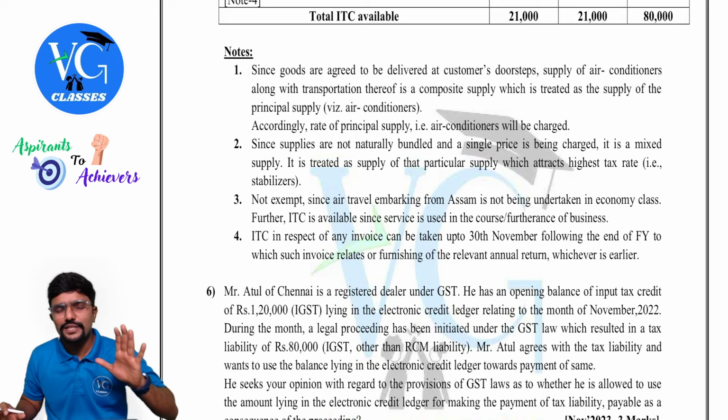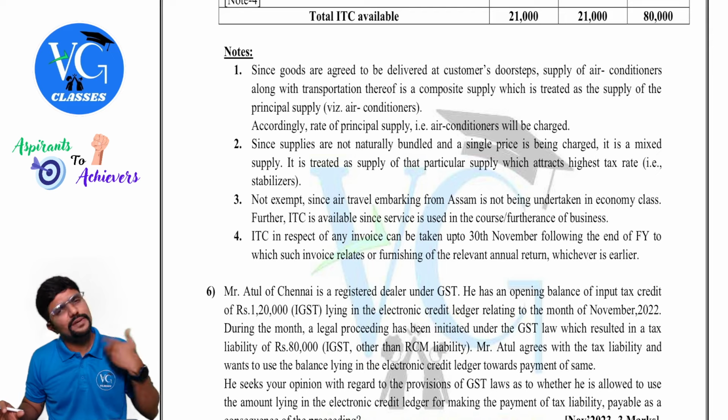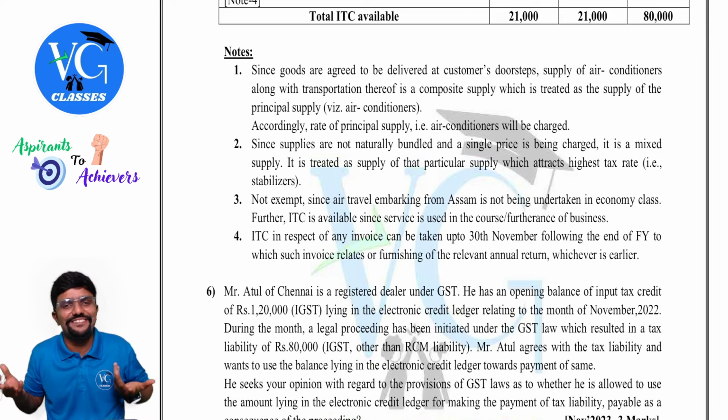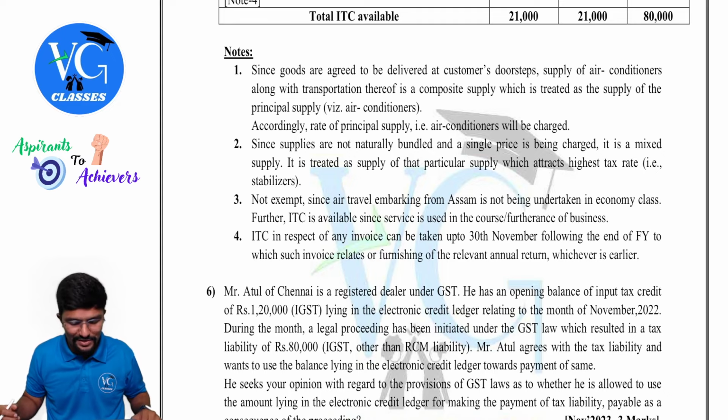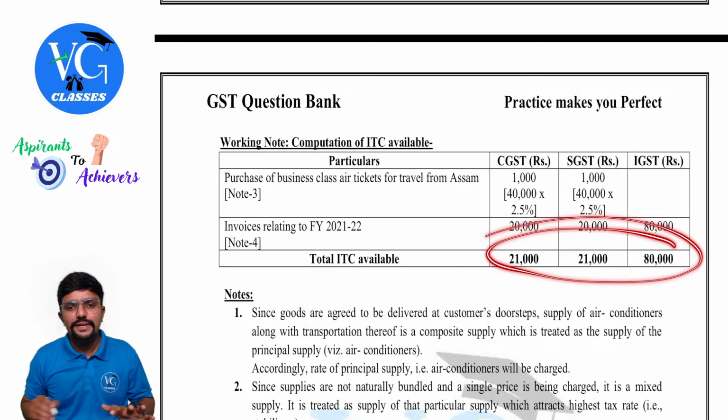The annual return is not yet filed. So we are in October. Can we claim it, sir? Yes. For October, we will file the return in November. But anyway, we will file it within 30th November. That means we are eligible. Okay. So 21-21, 80, guys.